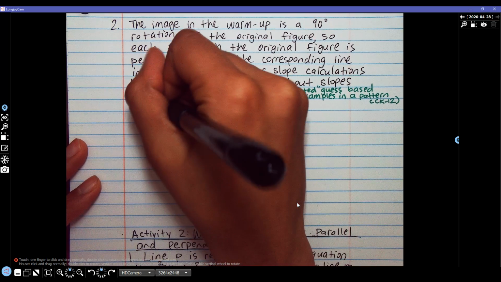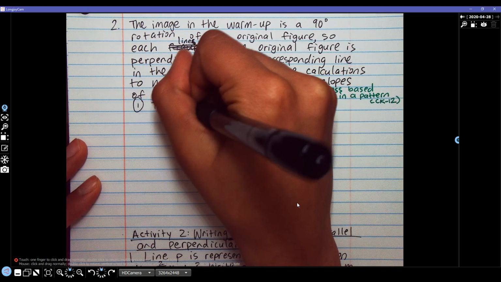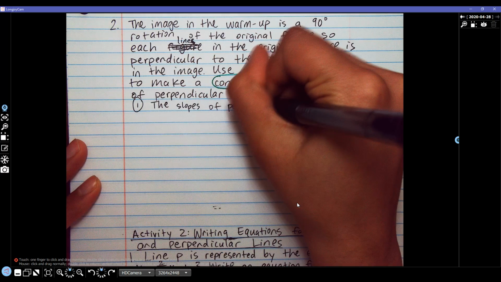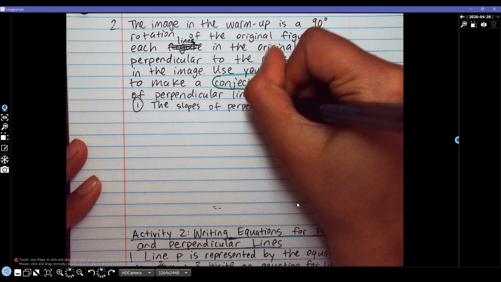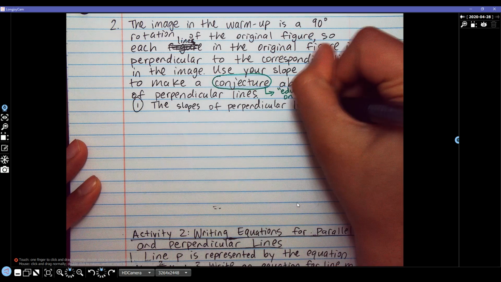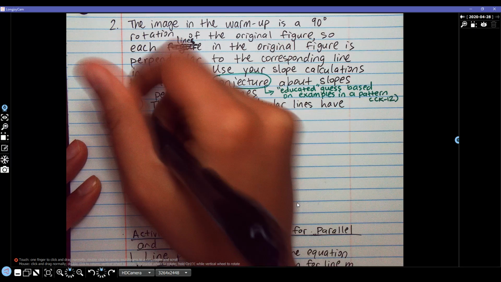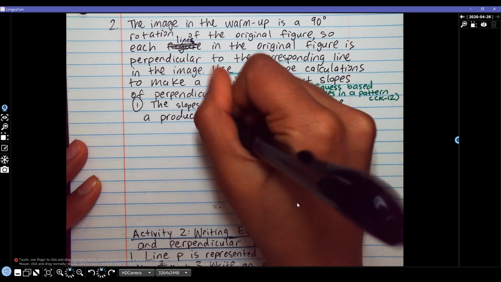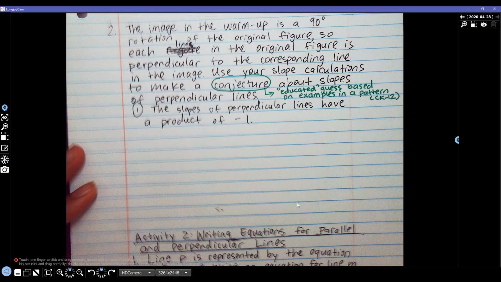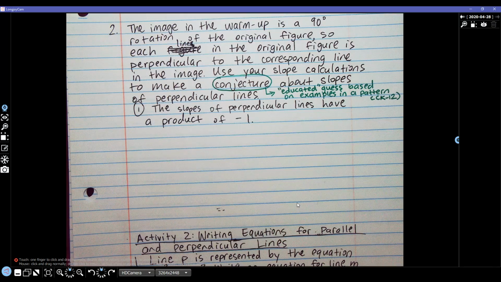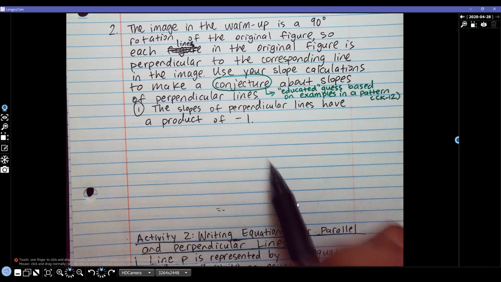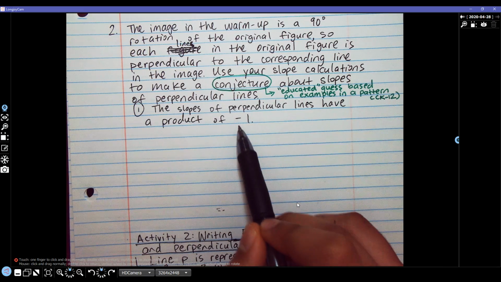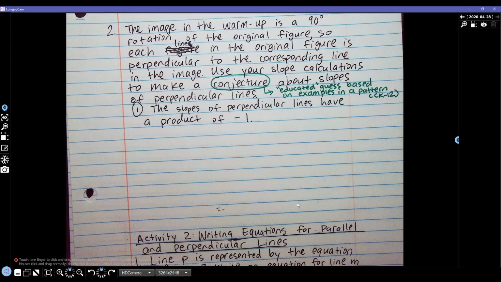My first conjecture here, I'm going to say that the slopes of perpendicular lines have a product of -1. So basically, if you multiply the slopes of two perpendicular lines, you will get a product of -1. That is the first part of this conjecture.